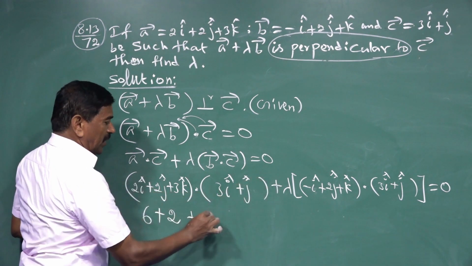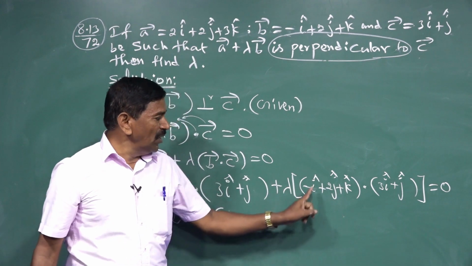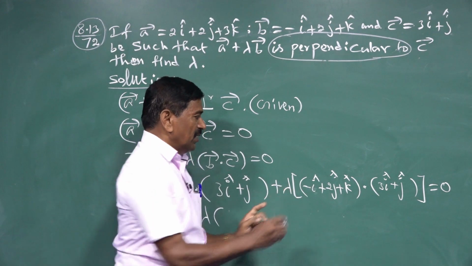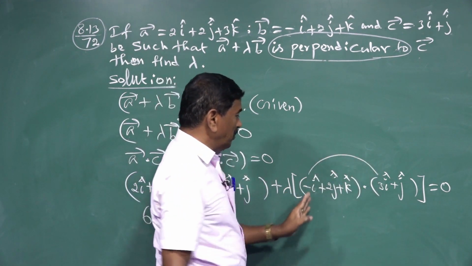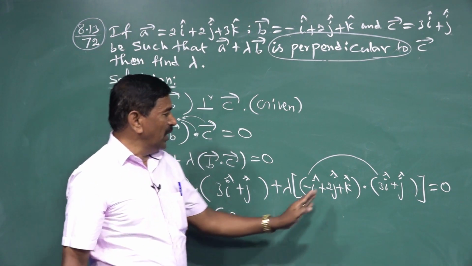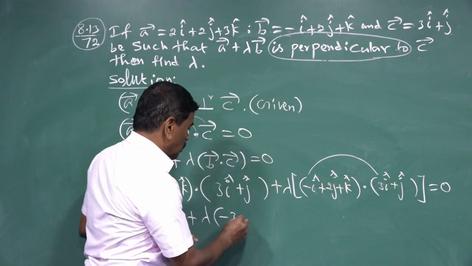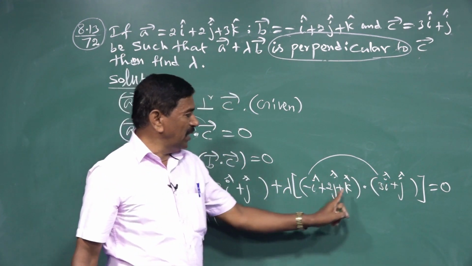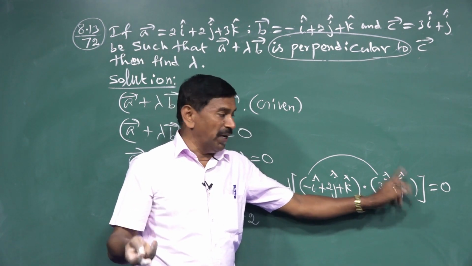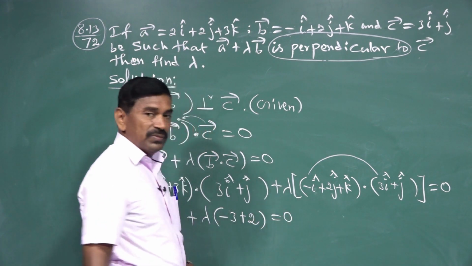Plus lambda into, open the bracket. Here, i to i, yes, very good, minus 1. i to i means minus 1 into 3, minus 3. Next j to j, good: 2 into 1 is equal to 2. Next k to k is not possible because k present, k absent, no need to multiply. Complete the bracket.